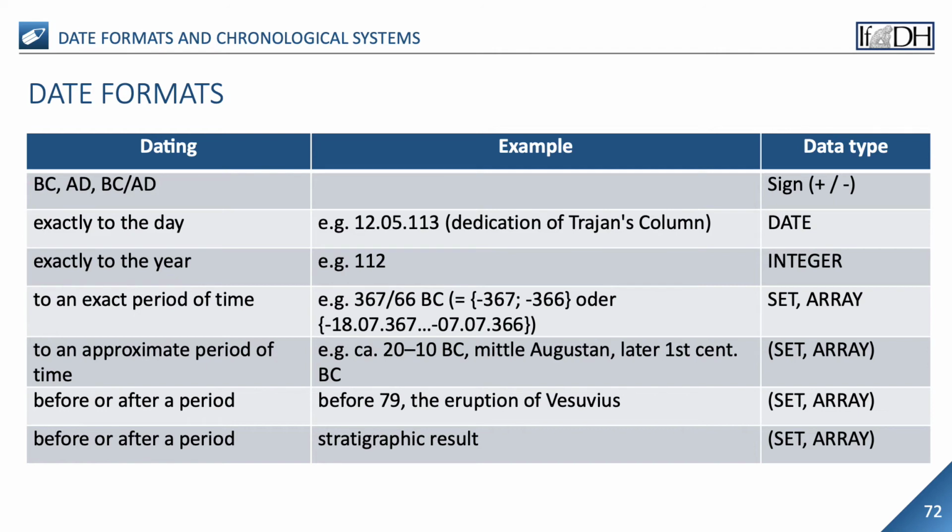The following date definitions express a certain fuzziness in the data. This can be an approximate time period, for example around 20 to 10 BC, a stylistic period designation such as Middle Augustan, or a linguistically marked fuzziness such as later 1st century BC. Sometimes the fuzzy date space is bounded by a starting or ending point, such as the eruption of Mount Vesuvius in 79 AD. Or it is defined as a function of other dating, as we have seen with stratigraphy. We shall have to talk about this indeterminacy in the dates in the following section.